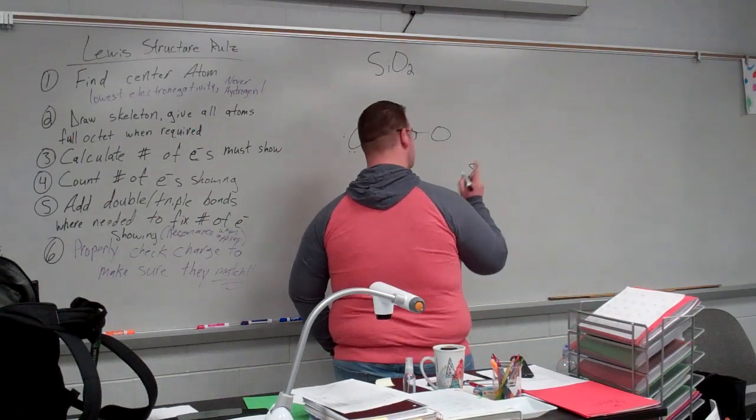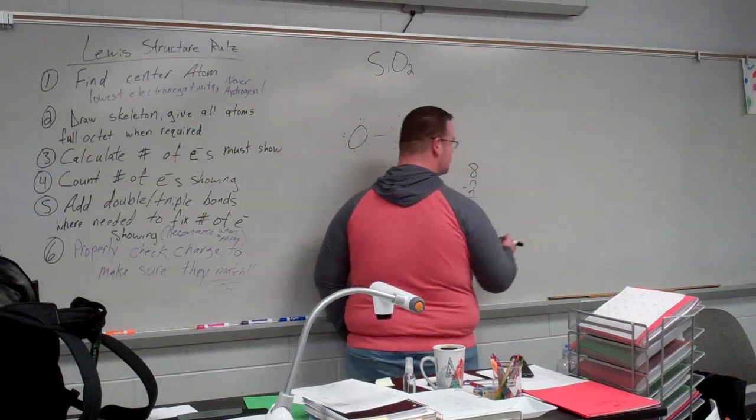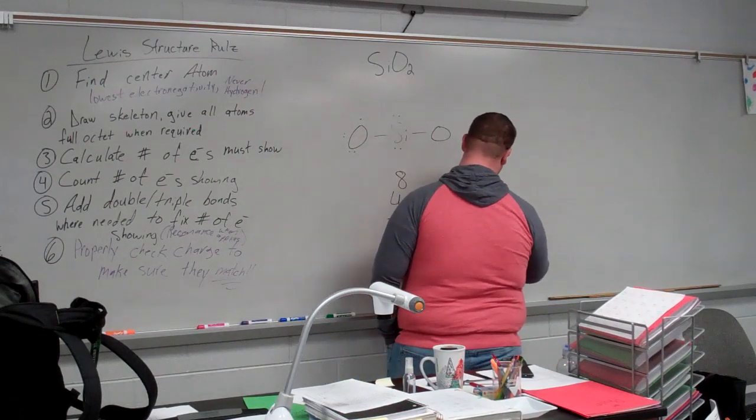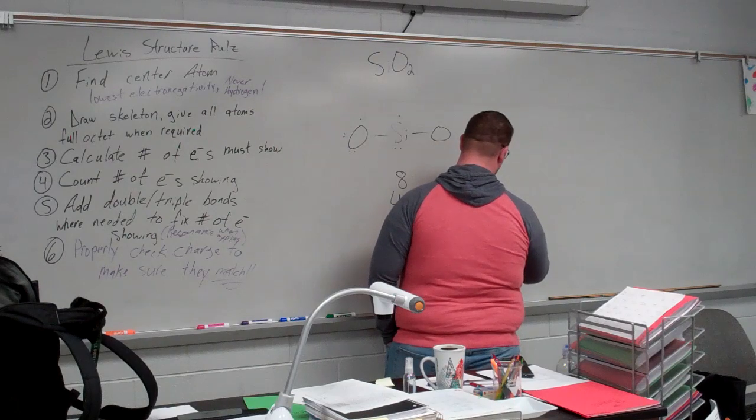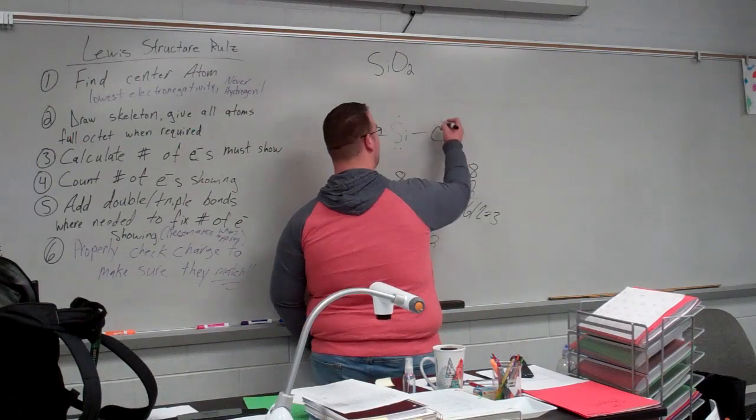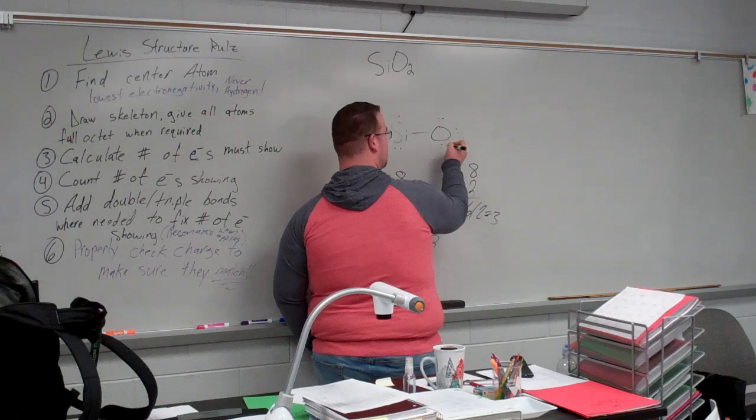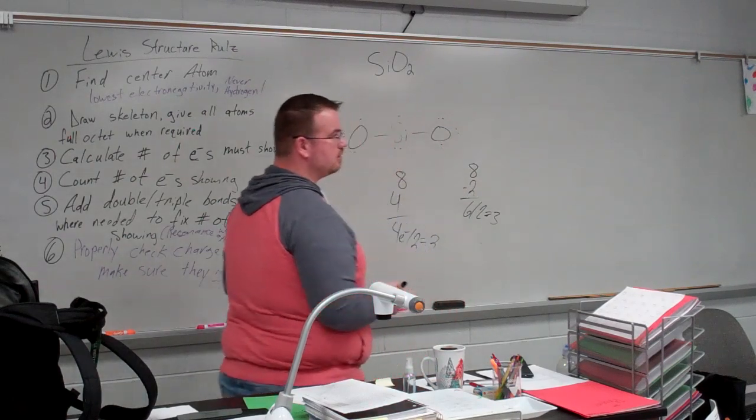Alright, so it has 2, so 8 minus 2 is 6, needs 6 electrons, which we do in lone pairs, so 6 divided by 2 is 3, 3 lone pairs, just like the one before. 1, 2, 3.